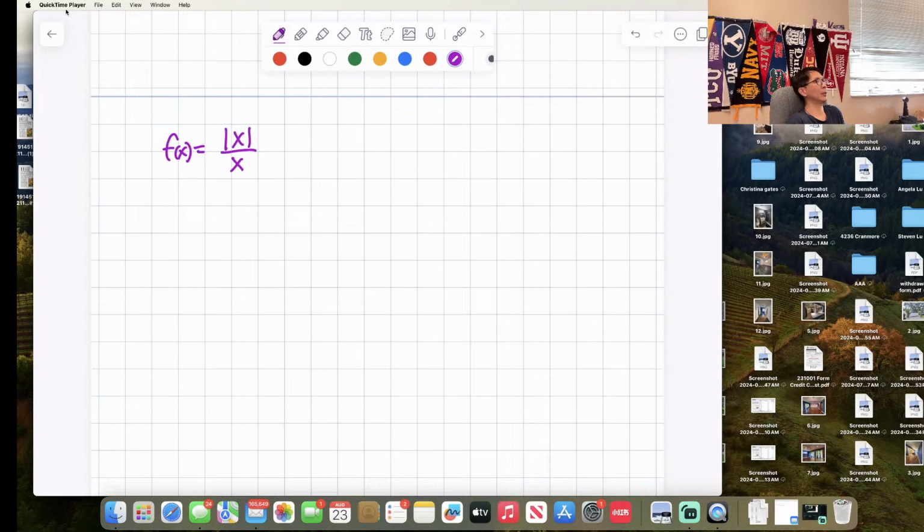Okay. McKenna? I think it's going to be a straight line at y equals 1 whenever x is positive, and then a straight line at y equals negative 1 whenever x is negative, and then there's a hole at 0. Well, not a hole, an indeterminate. I don't know how that works. Good, good, good. Okay. Anybody else?